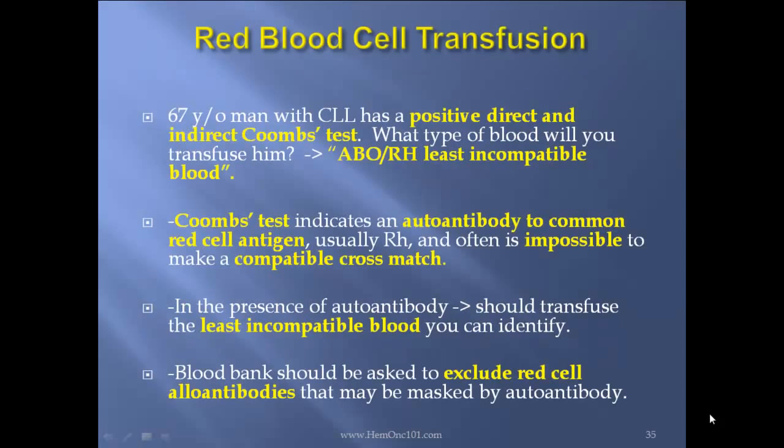Red blood cell transfusion. Case report. A 67-year-old man with CLL has a positive direct and indirect Coombs test. What type of blood will you transfuse him? Answer: ABO and RH least incompatible blood. Coombs test indicates an autoantibody to common red cell antigen, usually RH, and often it is impossible to make a compatible cross-match. In the presence of autoantibody, you should transfuse the least incompatible blood you can identify. Blood bags should be assessed to exclude red cell alloantibodies that may be masked by an autoantibody.